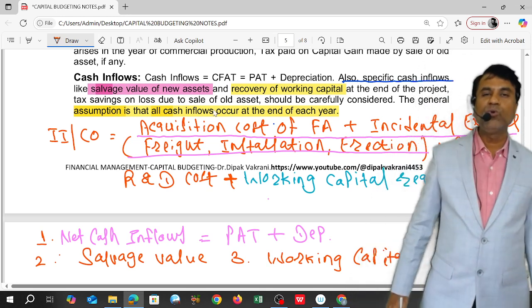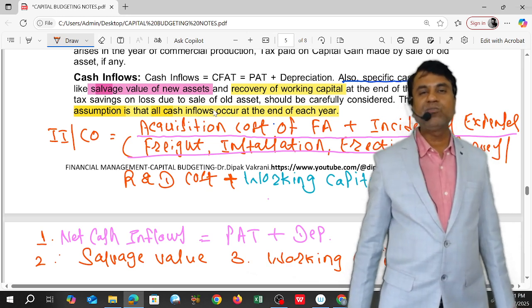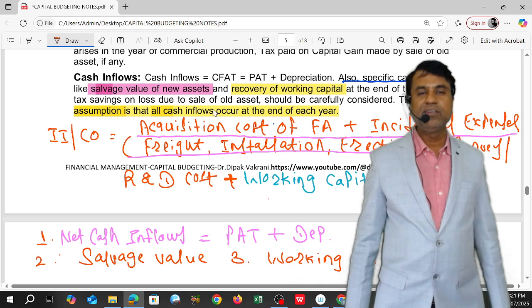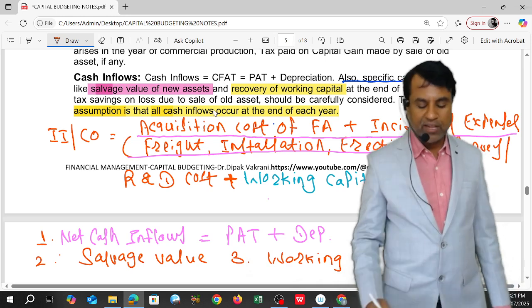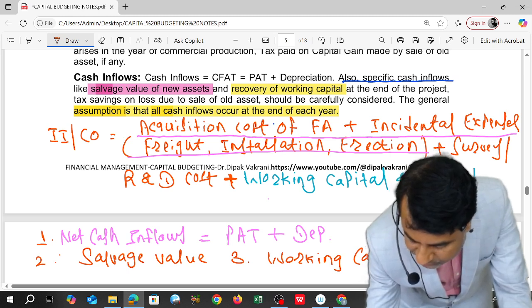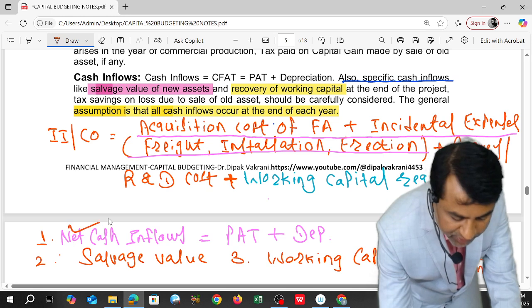So say the old asset has been sold on loss or profit, but obviously it is going to save your taxes. That tax saving is a kind of cash inflow again on the sale of old assets, so that should also be considered. Let me write it down here: tax saving, if it is provided. Do remember students, everything is possible if it is given. Otherwise, this one is very much possible.